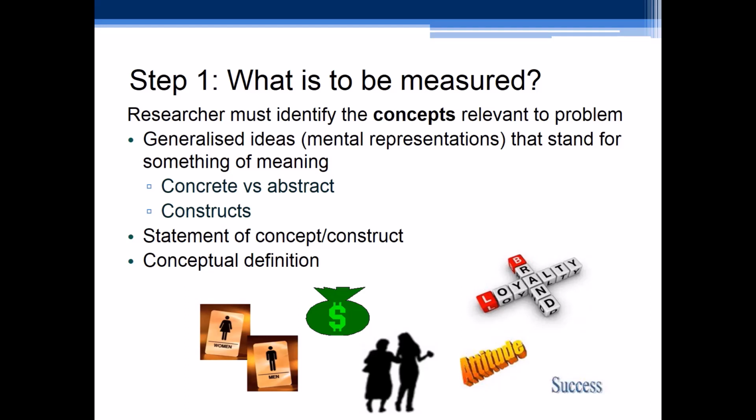Abstract concepts, though, are more difficult to measure. We have to rely on indirect approaches. So measuring the extent to which someone is happy, or measuring the extent to which someone shows brand loyalty, or the extent to which they intend to repurchase a product is much more abstract. We have to rely on indirect measures or self-report measures potentially in order to gauge or measure that.